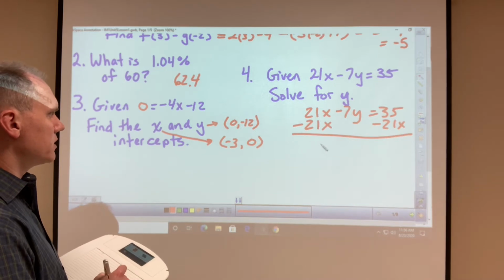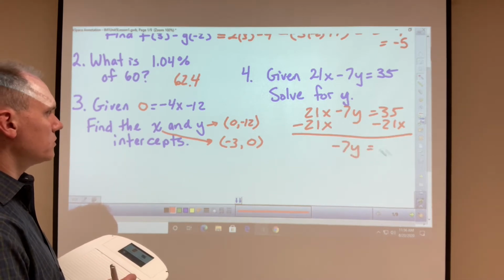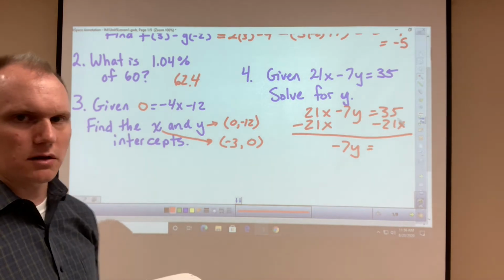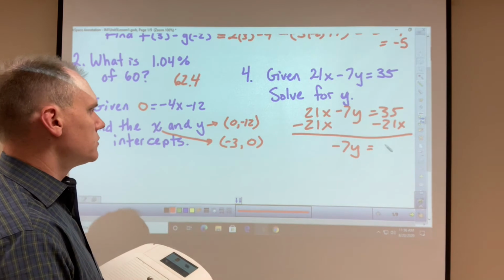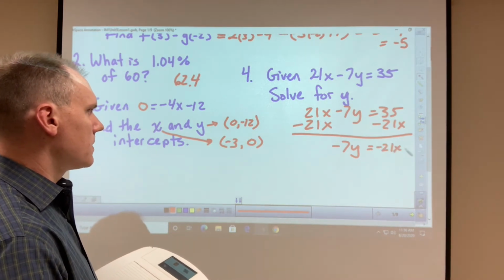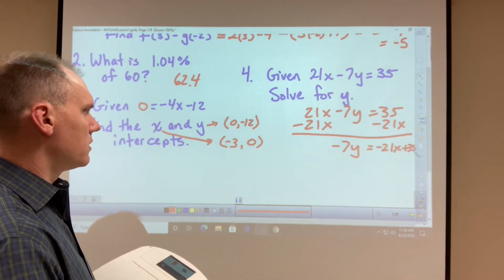21x minus 21x is 0, so we're just going to look at negative 7y equals, and then we cannot combine these because they're not like terms. 21 is multiplied by x and 35 is not. So we're just going to leave it as negative 21x plus 35.